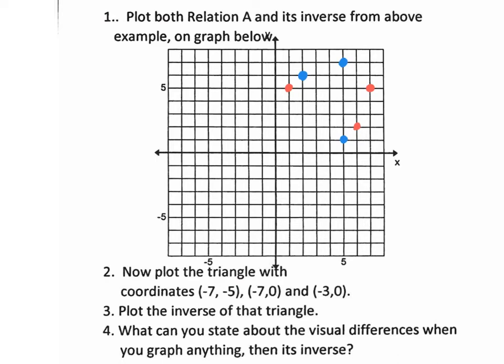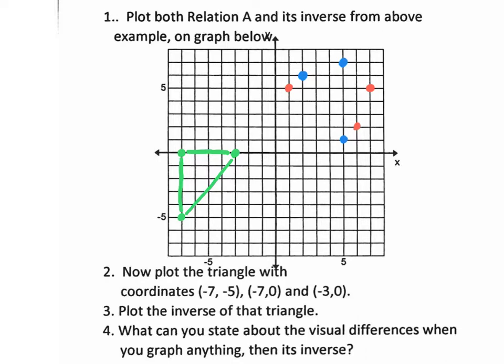Let's do step 2 and 3, or exercise 2 and 3. Number 2, I want you to plot the triangle that has the coordinates -7, -5, -7, 0, and -3, 0. So let me do this with some green dots. -7 on the x, -5 on the y. Now let's go -7, 0, and let's go -3, 0. And we might as well draw this green triangle. Got it?